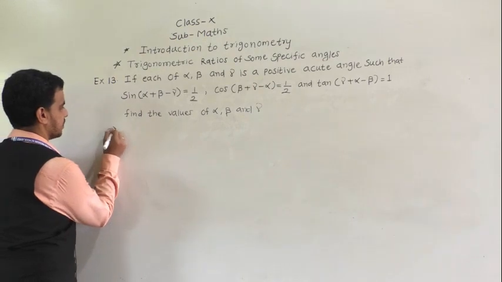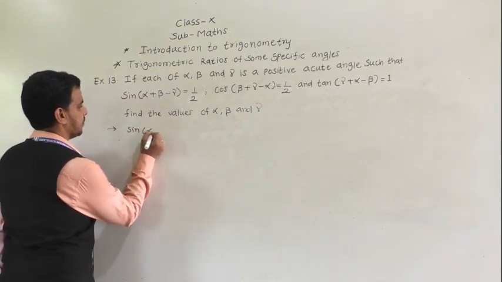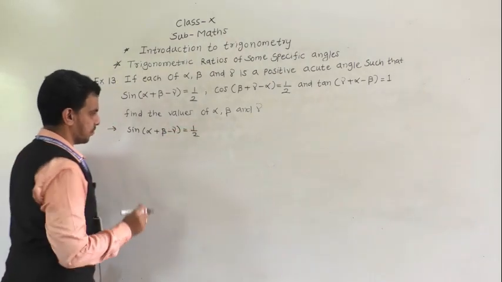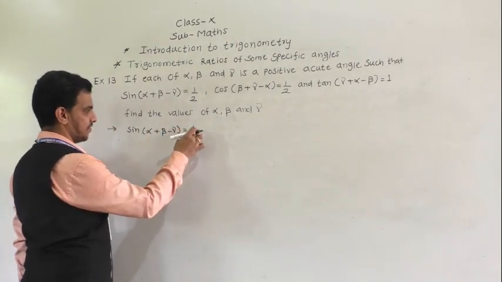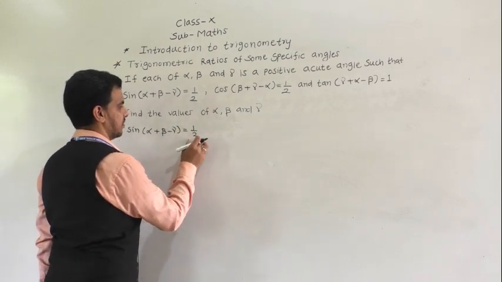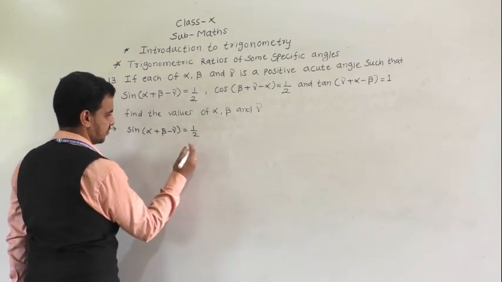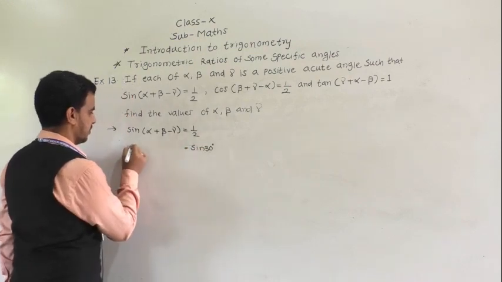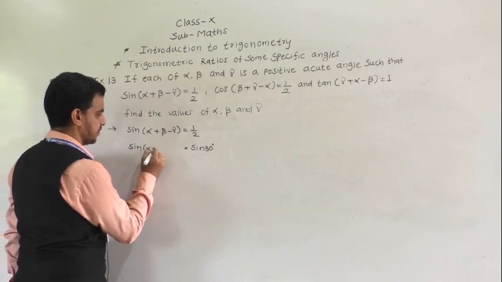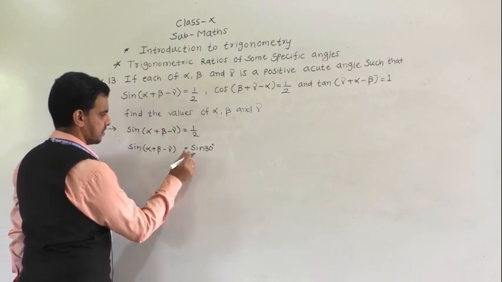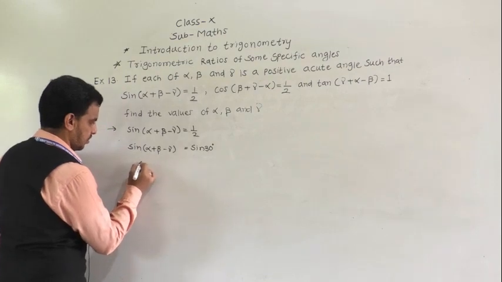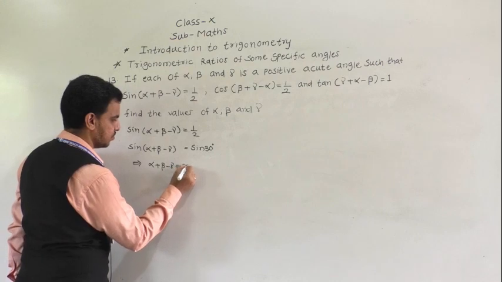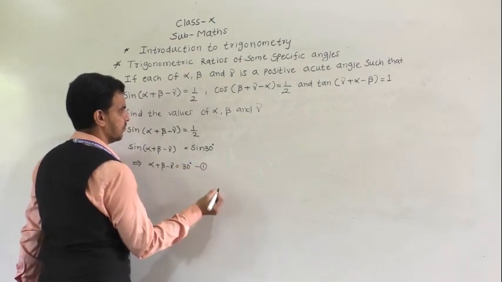So first, what is given? Sine of alpha plus beta minus gamma is equal to 1 by 2. For which angle will we get the sine value 1 by 2? That is 30 degree, because sine 30 is equal to 1 by 2. So we have to replace this 1 by 2 by sine 30 degree, okay? So sine of alpha plus beta minus gamma is equal to sine 30 degree. Therefore we will get alpha plus beta minus gamma is equal to 30 degree. So this is equation 1.